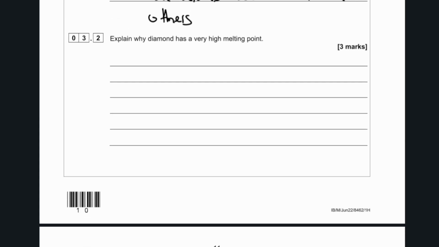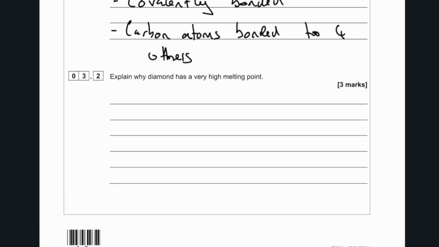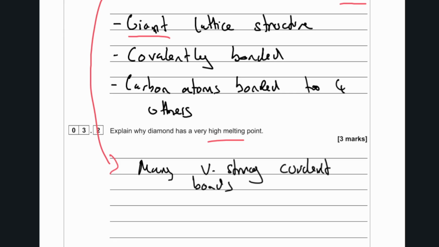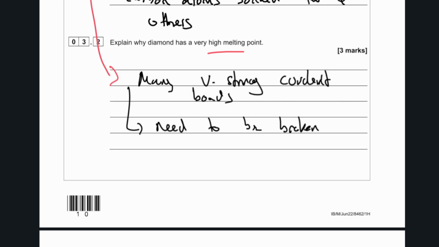3.2, explain why diamond has a very high melting point. Well, we can link it back to what we said over here. Why it has a high melting point is to do with the structure. Okay, so you can see here how they're linking one question to the next. And that's really, really common in these exam questions. So what we can say is that diamond has many very strong covalent bonds. These need to be broken in order for it to melt. And because they're so strong, if you need to break all of these very strong covalent bonds, and there's so many of them, this requires lots of energy. Okay, so that's what you would say for the 3 marks there.